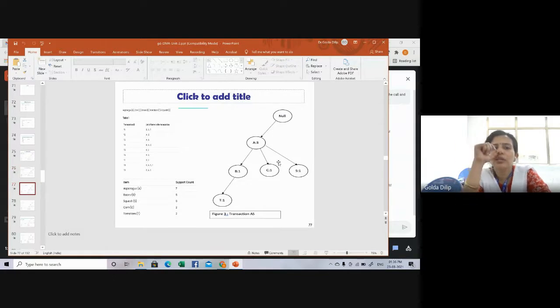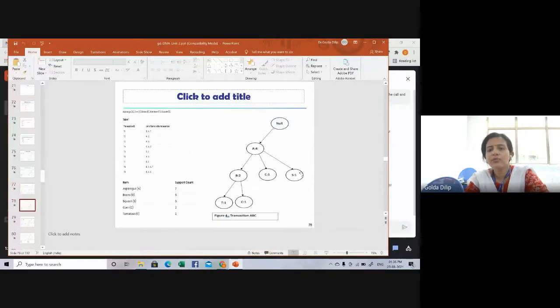Now coming to the third transaction. It is AS. It is in the same order. So A already has a link from the root node, so you increase the count to 3. Then S, you don't have a link from A, so you create a link and put S as 1. So that's the third transaction, AS.